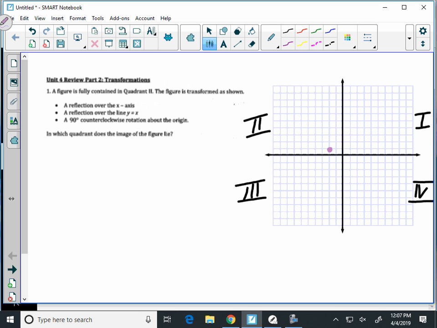Okay? And we're going to do all these transformations to that point. We're first going to reflect it over the x-axis. So the point's 1 away, so we're going to count 1 away in the other direction. Then we're going to reflect over the line y equals x. Okay? So to do that, there's 2 ways. Graph it, start at the origin and go up 1 over 1. Or go down 1 over 1.